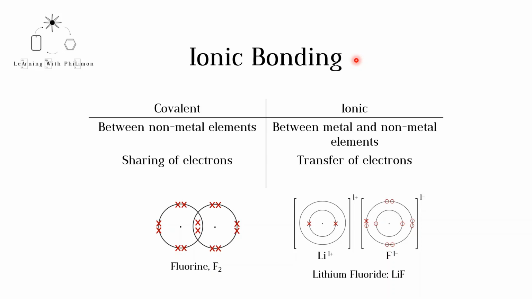In this video, we will be looking at ionic bonding. In the previous videos, we have been looking at how non-metal elements bond with each other by sharing a pair of electrons. Ionic bonding is classified as the bonding between metal and non-metal elements. Instead of sharing electrons, electrons are transferred from the metal to the non-metal.